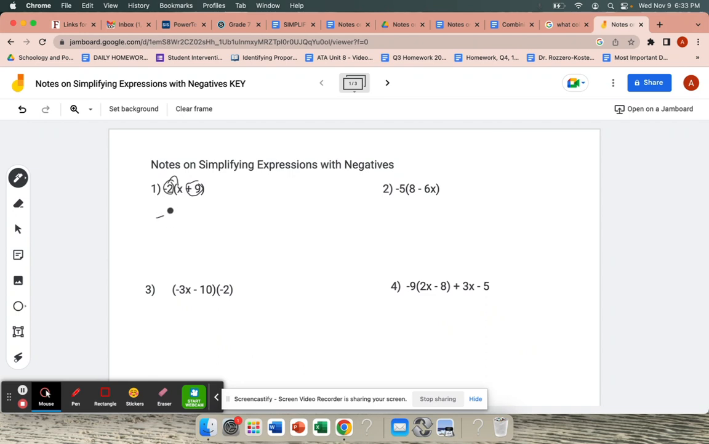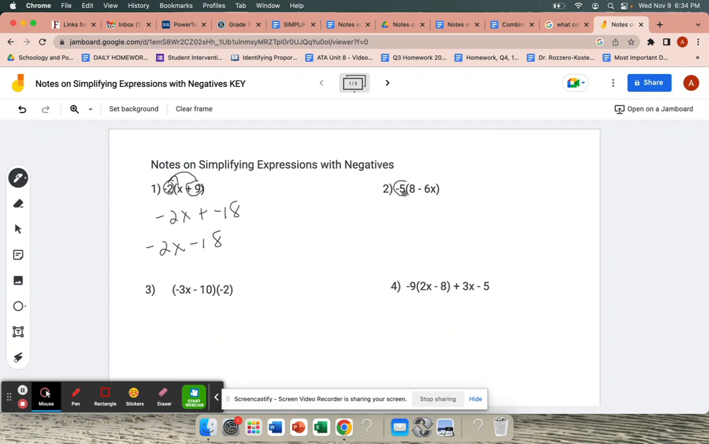Negative 2 times x is negative 2x plus negative 2 times positive 9. Oops, hold on one second. Is negative 18, or negative 2x minus 18. Same thing.